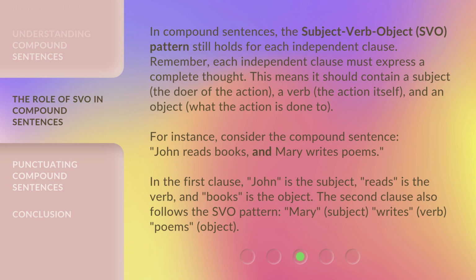For instance, consider the compound sentence: "John reads books, and Mary writes poems." In the first clause, John is the subject, reads is the verb, and books is the object. The second clause also follows the SVO pattern: Mary, subject; writes, verb; poems, object.